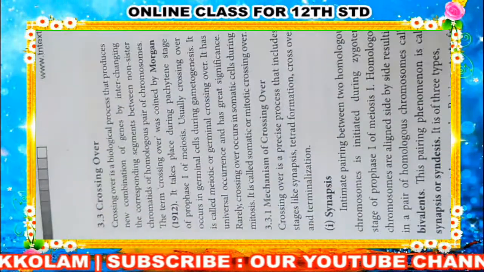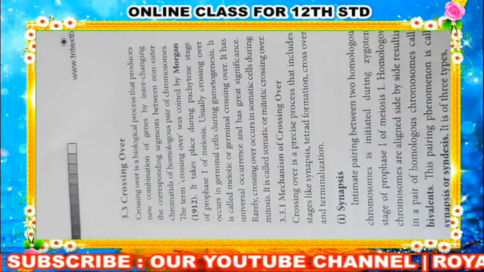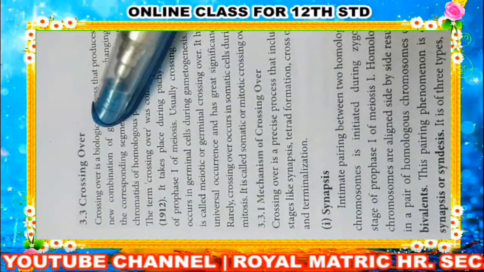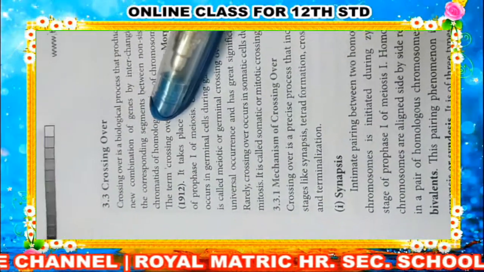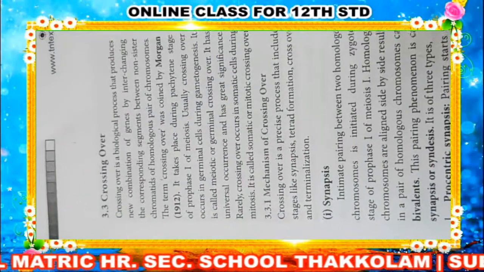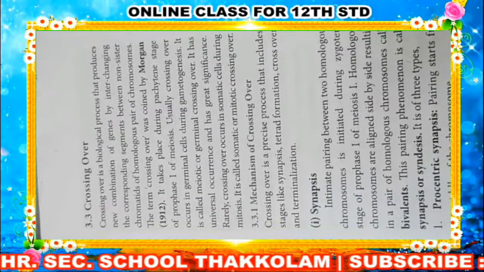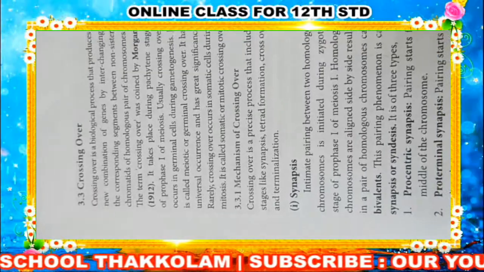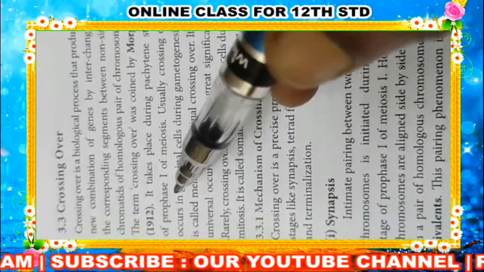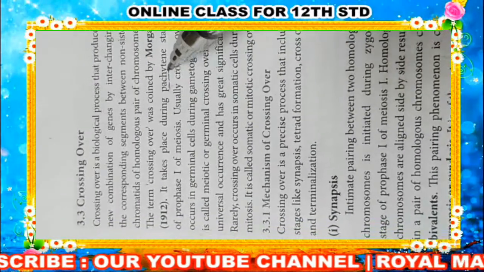Crossing over is the biological process that produces new combinations of genes by interchanging. I showed you through the picture: there is an exchange of genetic material, and that is called crossing over. The term was first coined by Morgan. It takes place during a particular stage, and you have to remember this stage.